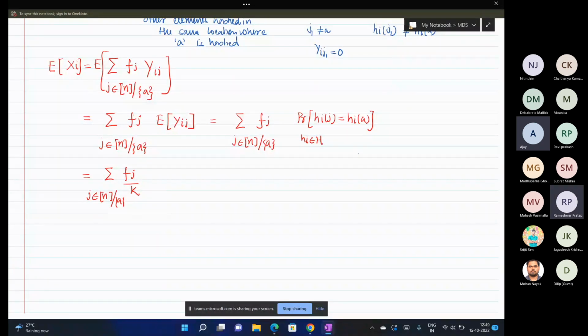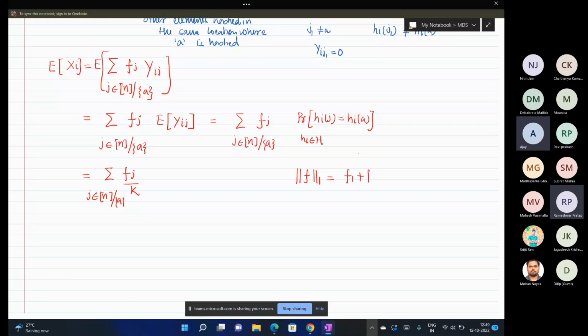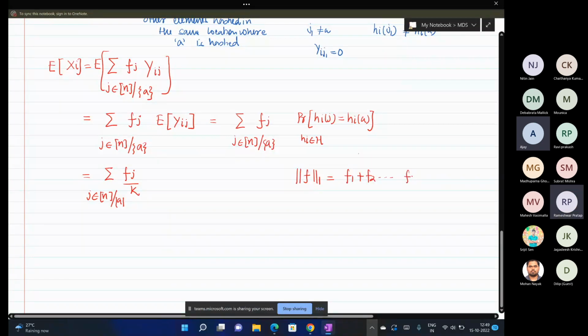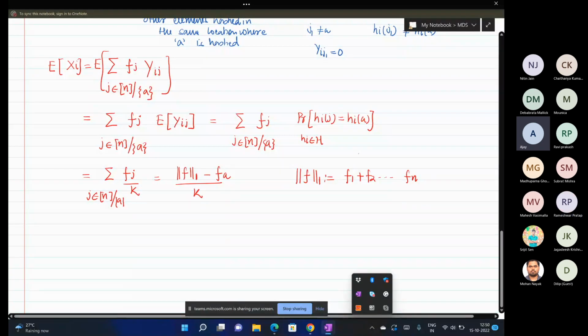I'll just use one notation: the L1 norm of F is F1 plus and so on. So this I can write as the L1 norm of F minus fa, upon K. And for brevity I denote this as the L1 norm of F minus a. So this is notation, nothing fancy.